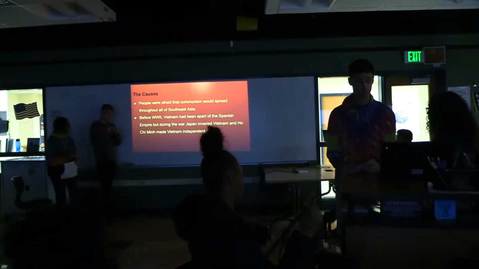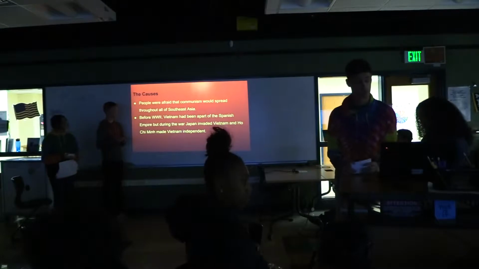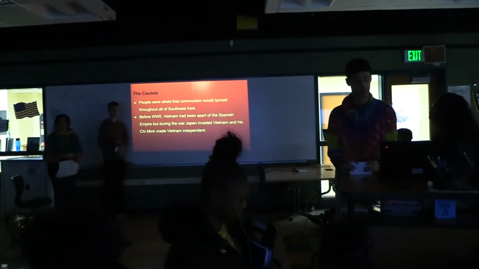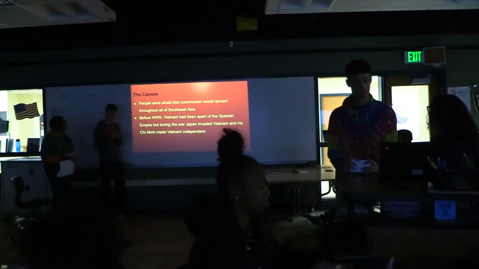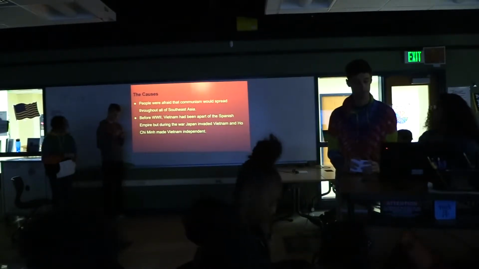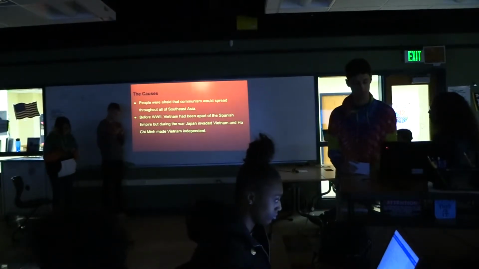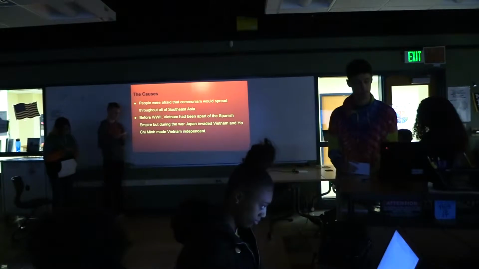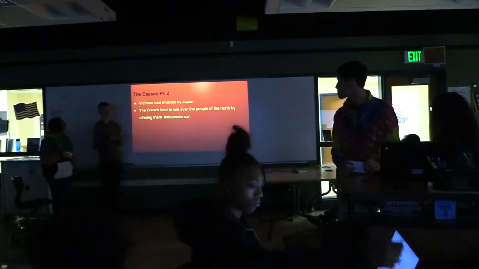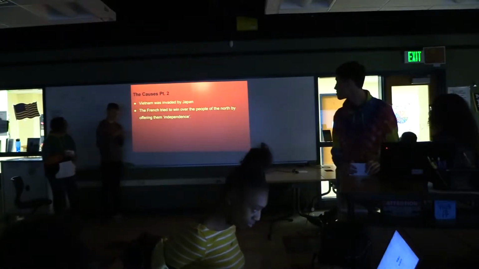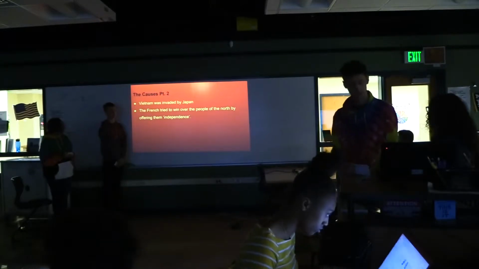The causes. People were afraid that communism would spread throughout all of Eastern Asia, and before World War II started, Vietnam had been a part of the Spanish Empire, but during the war, Japan invaded Vietnam, and Ho Chi Minh made Vietnam independent. The causes part 2: Vietnam was invaded by Japan, and the French tried to win over the people of the North by offering independence.